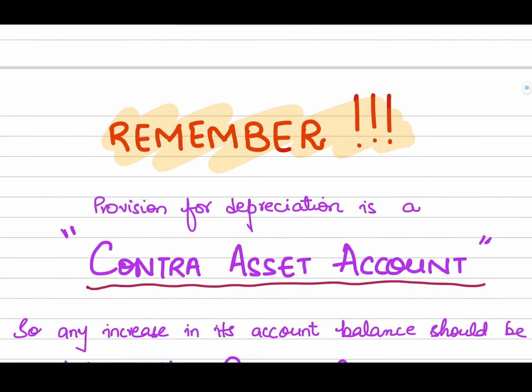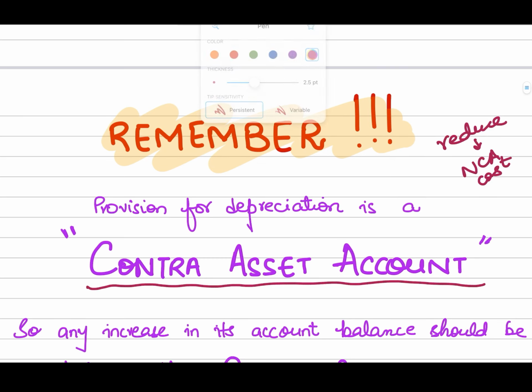What do I mean by contra asset? Now, contra over here means that this account is maintained to reduce the value of its related account, right. And with relation to depreciation, what is the related account? Of course, the non-current asset cost account, right. We are reducing the value of non-current asset by charging depreciation on that asset. So, that is why provision for depreciation is classified as a contra asset account, just like drawings is classified as a contra capital account because it reduces the capital of the business, right.